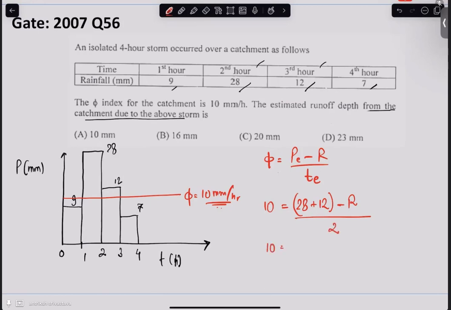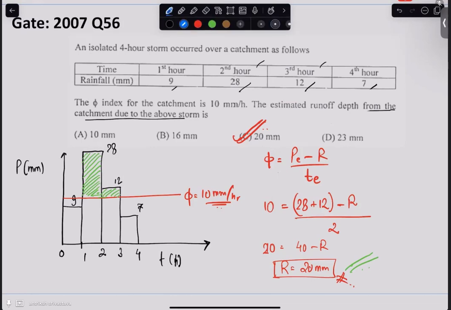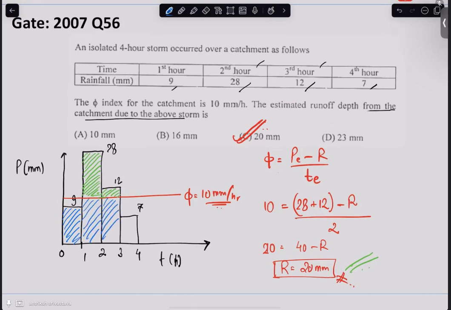So we can easily solve this question. We have 40 minus R, divided by 2 equals 10, so the 2 can go across and become 20. So R becomes 20 mm. So the runoff depth was 20 mm. Let me just highlight this. According to the phi index, only this much rainfall contributed to the runoff, because the other rainfall was less than the phi index, or the infiltration rate, and it ended up going inside the soil rather than contributing to the runoff.